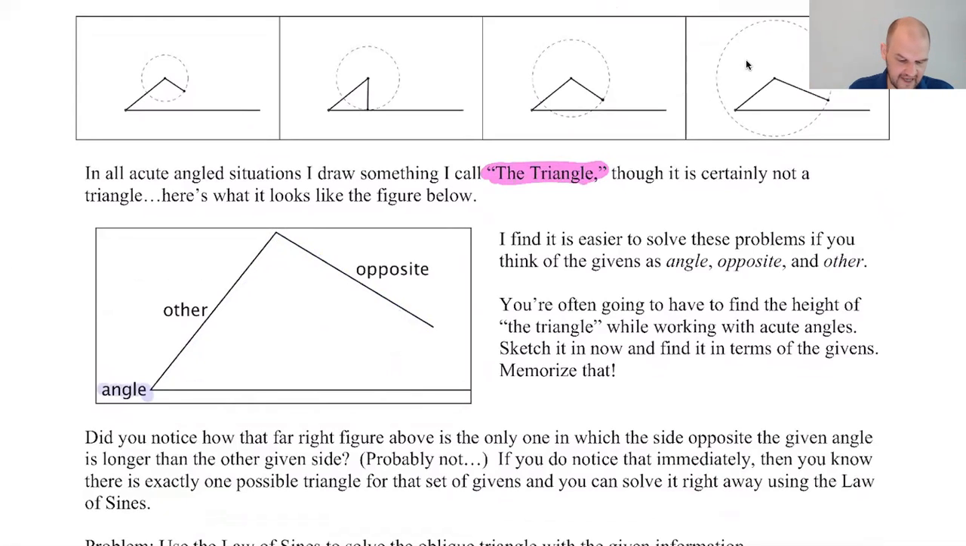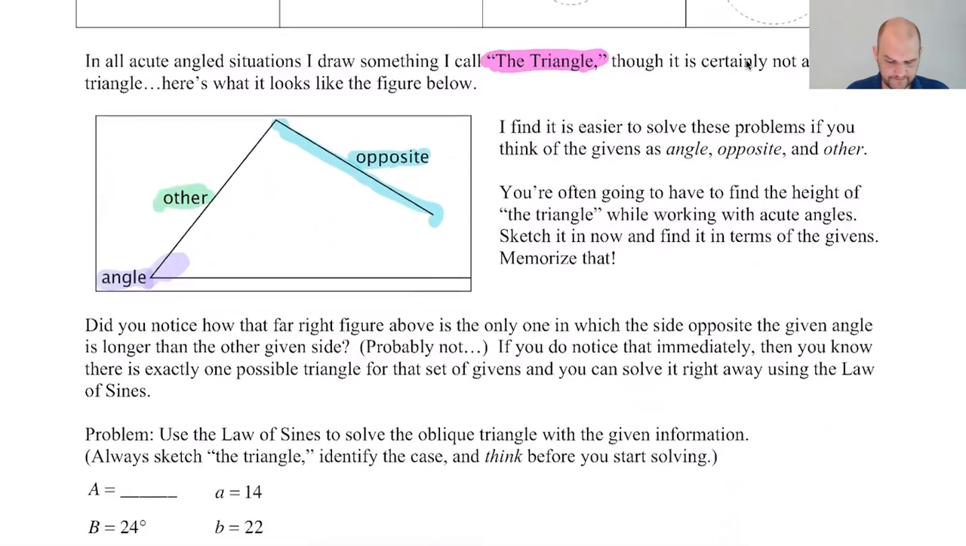I think of it in terms of the angle that I am given, which is here. I think of the side opposite that angle, which is this, and then I think of the other given side. That's how I always refer to them: angle, side opposite the angle, other given side. Angle, opposite, other. I always draw it this way. I don't care if it's accurate or not. Maybe this angle is 1 degree, whatever, I'm going to draw this. Maybe it's 87 degrees, I'm going to draw this. The only time I wouldn't draw this is if the angle is obtuse, in which case there's either a triangle or not a triangle, and it's pretty easy to think it through. So I will always draw that.